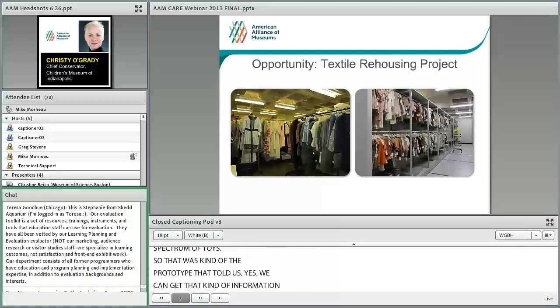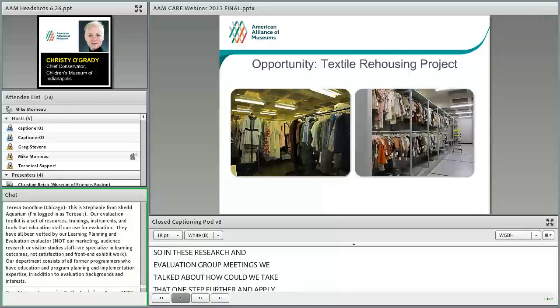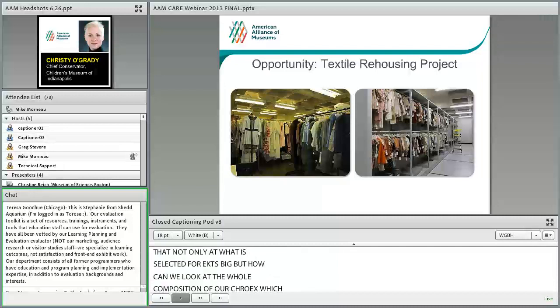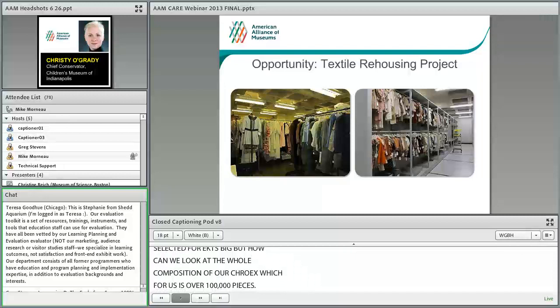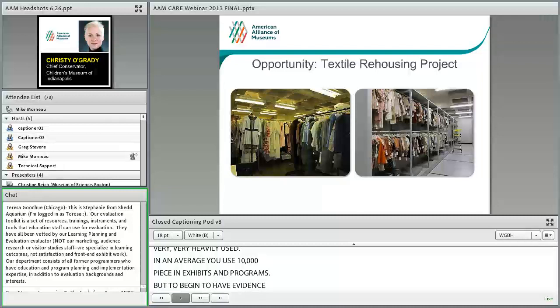So that was the prototype that told us, yes, we can get that kind of information, and it can really begin to have impact on what we select to exhibit, how we exhibit it, and what our audience wants to know about it. So in these research and evaluation group meetings, we began to talk about how we could take that one step further and apply it not only to what is selected for exhibition, but to the whole composition of our collection, which for us is over 100,000 pieces, very heavily used. In an average year we use 10,000 pieces in exhibits and programs here at the museum. But to have evidence that we are picking things that engage our visitors in the way we want, we wanted to get more information.